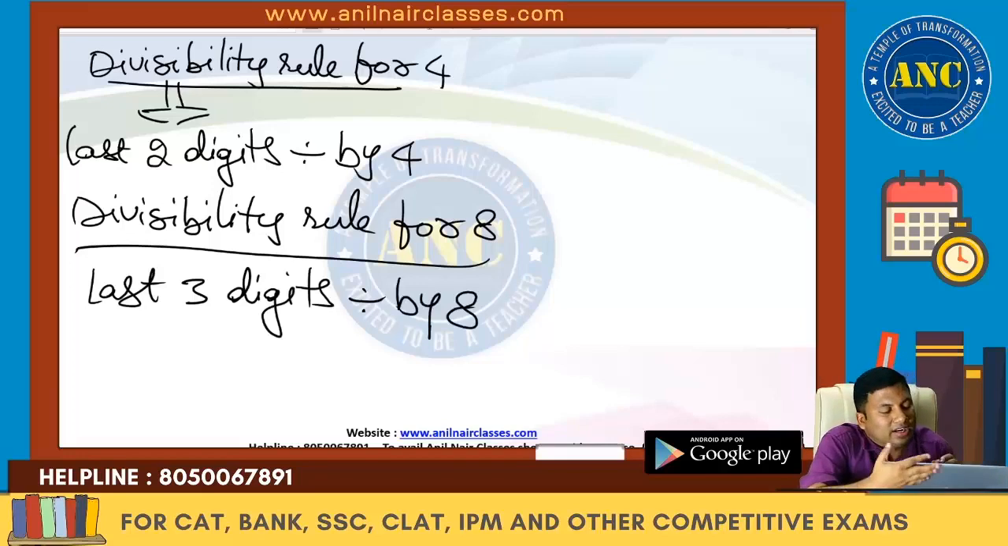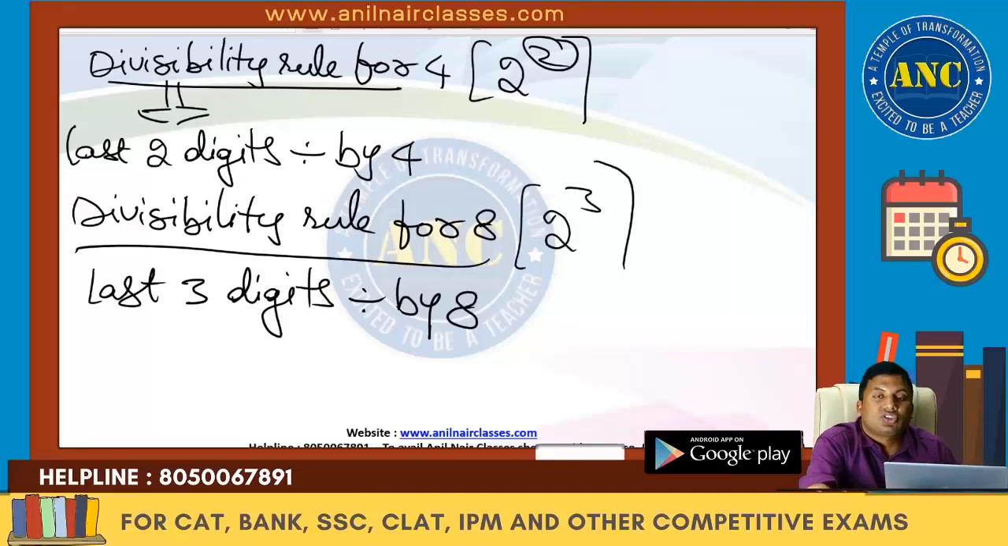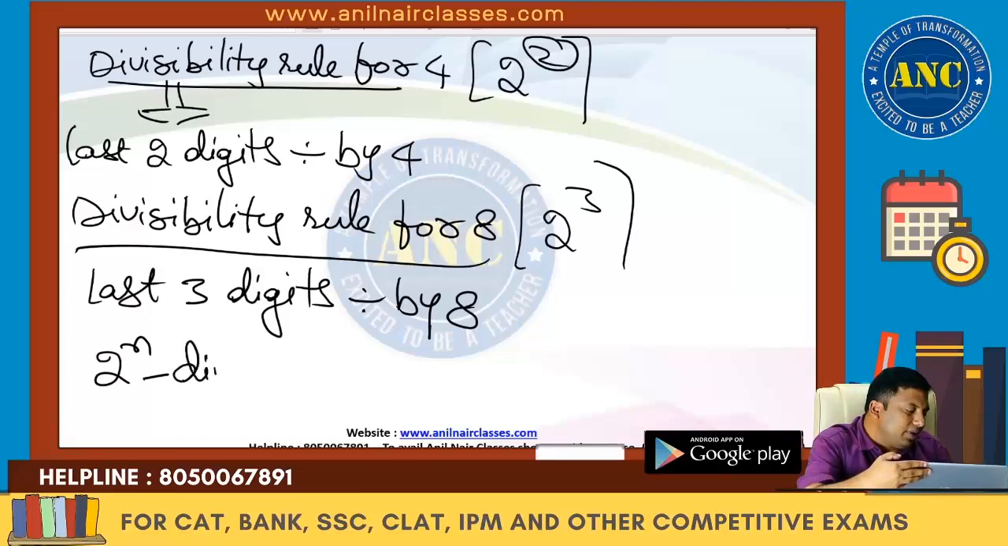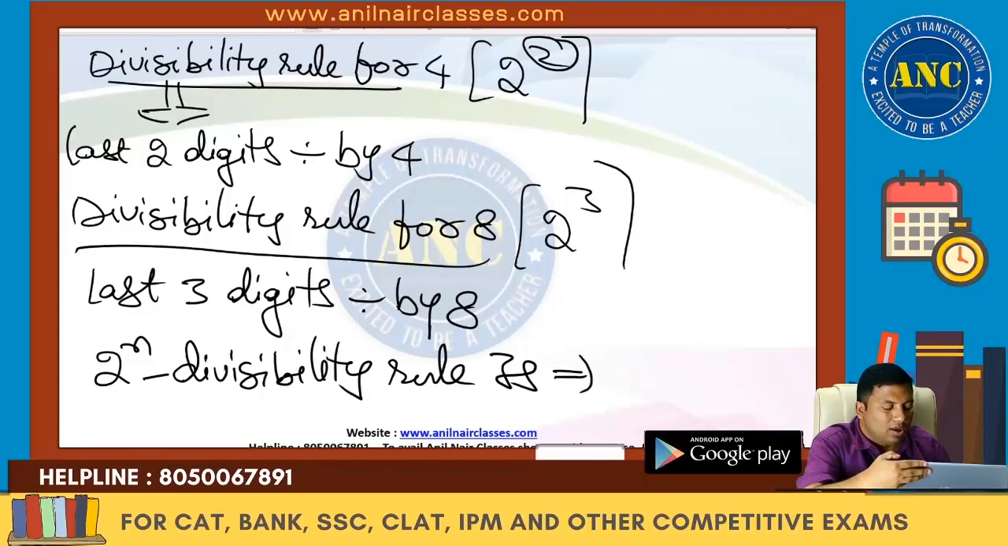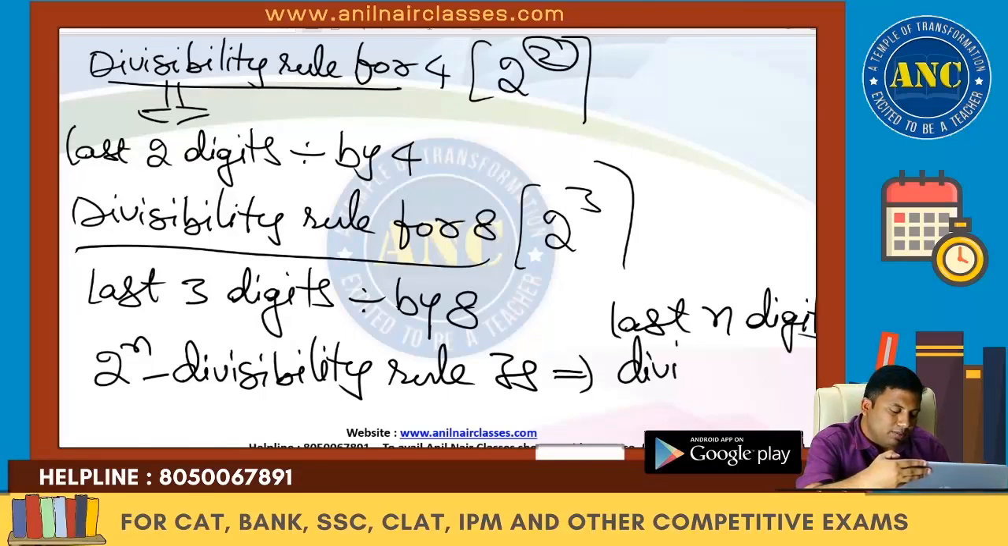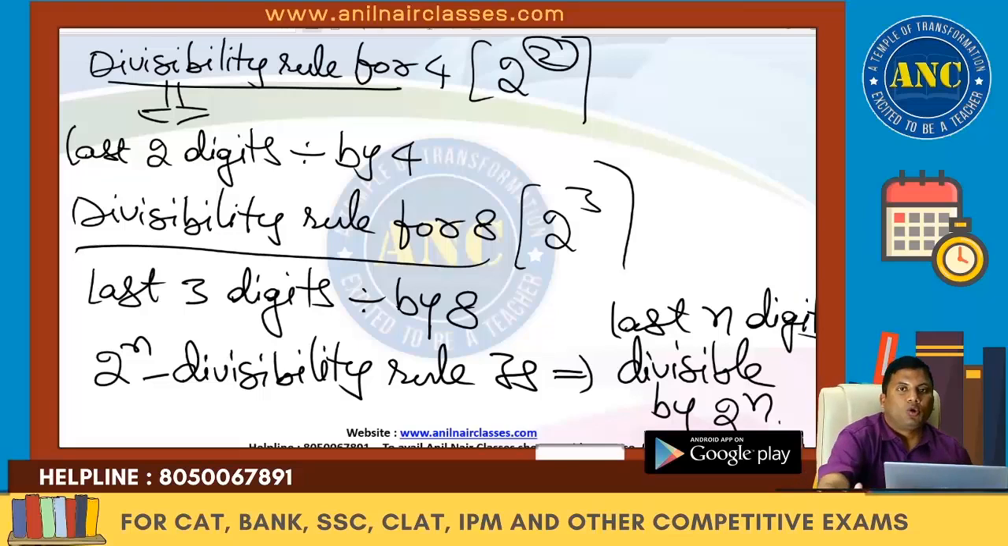Can I also write it like this? 4 is 2 square. That is the reason I got last 2 digits. 8 is 2 cube. Last 3 digits should be divisible by 8. The divisibility rule for 2 power n is: last n digits should be divisible by 2 power n. I hope it is clear.